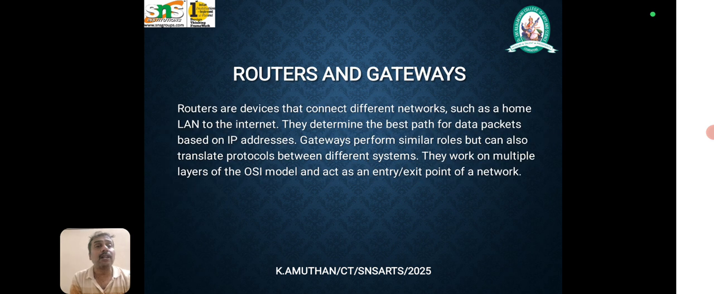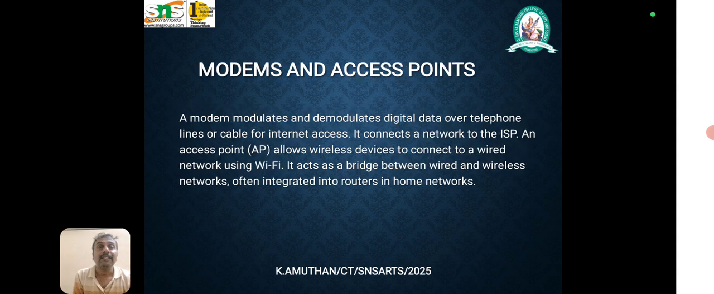Routers and gateways. Routers are devices that connect different networks, such as a home LAN to the internet. They determine the best path for the data packets based on IP addresses. Gateways perform similar roles but can also translate protocols between different systems. They work on multiple layers of the OSI model.